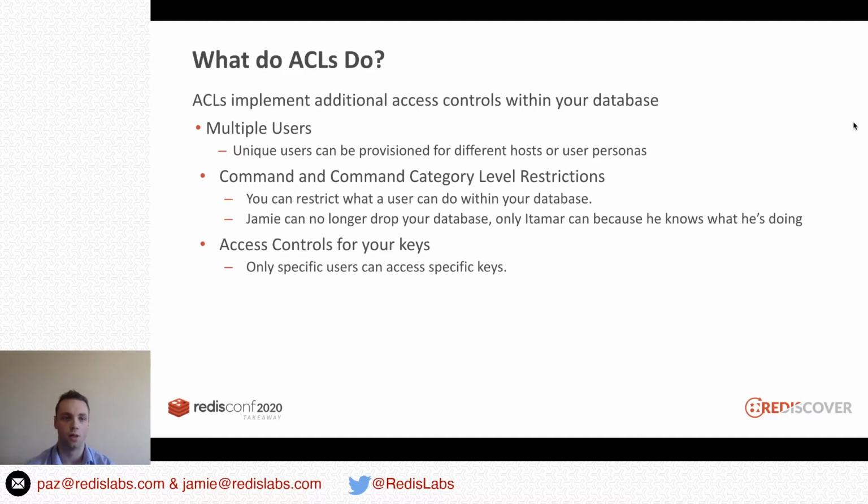But what do ACLs do? Well, ACLs implement additional access controls within your database. You now have multiple users, and this can be unique users provisioned for different hosts or user personas. It can also be a different server user for each server that needs to access your Redis database. It's entirely up to you, but it depends on the service. You can also use command and command category level restrictions so that each user only needs access to certain commands, and you only give them that access. You can also restrict access based on the keys that you want each user to have, and this is helpful in establishing least privilege.